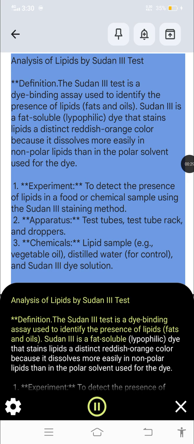Sudan 3 is a fat-soluble, lipophilic dye that stains lipids a distinct reddish-orange color because it dissolves more easily in nonpolar lipids than in the polar solvent used for the dye.